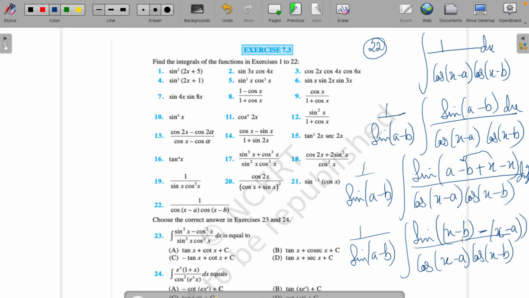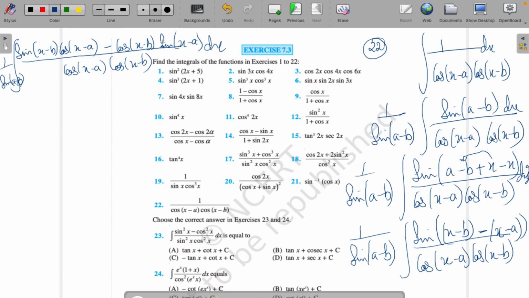So we will use the formula which I have given: sine a cos b minus cos a sin b, upon the denominator. Of course, there is an integration sign, there is dx, and there is 1 upon sine (a minus b) outside. So now the rule, you will just separate out. When you separate out, children, you will see that this and this get cancelled. This and this get cancelled.